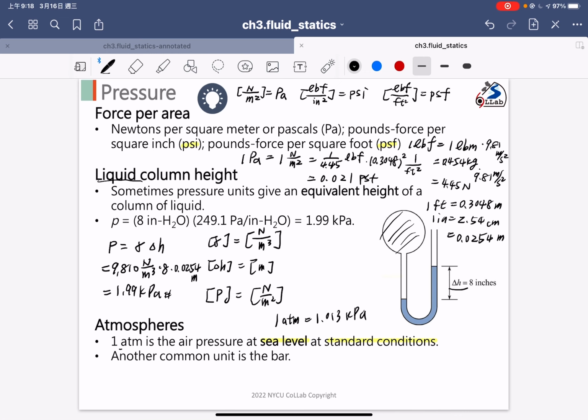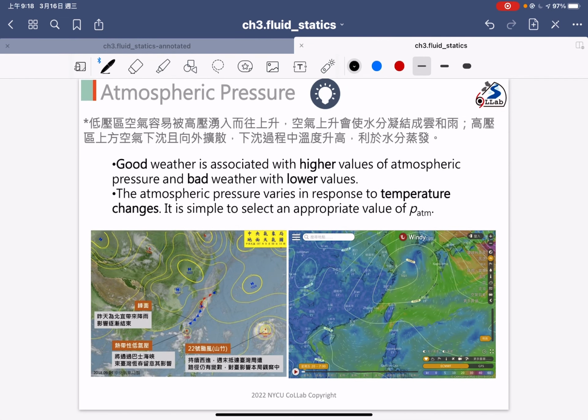Okay, in the following slide I will show the number not only for the pascal but also for the PSI and the PSF. Okay, and then this slide just shows common sense. Usually we will have some lower pressure area, like the bottom figure showing here. We may have the higher pressure and we may have the lower pressure. Usually we see the lower pressure indicates bad weather. If we see higher pressure, that means this is good weather.